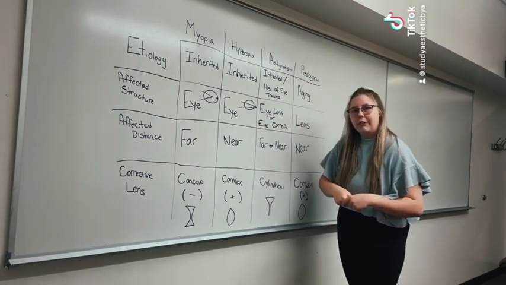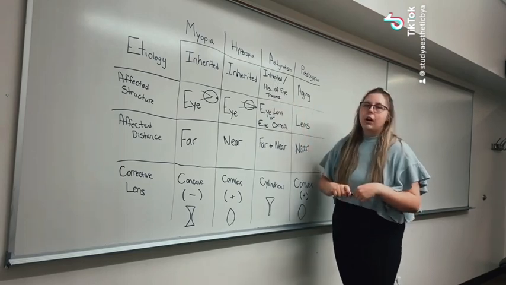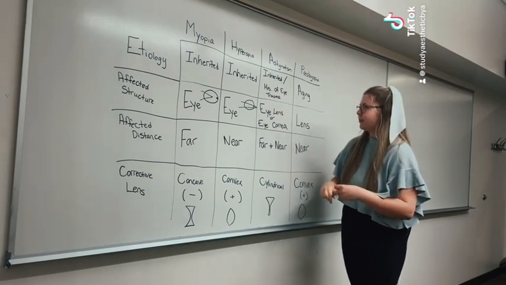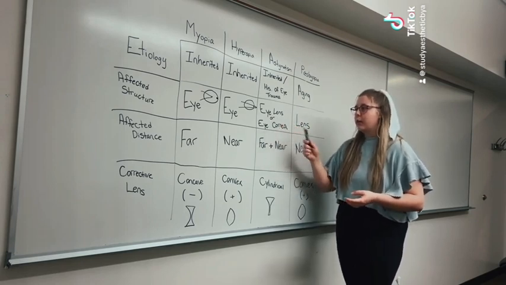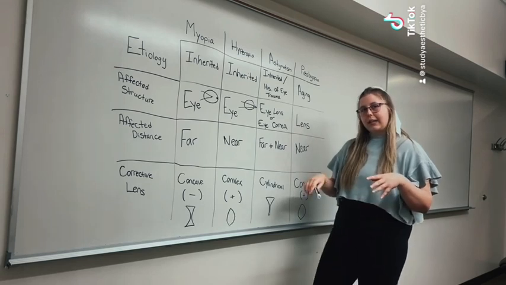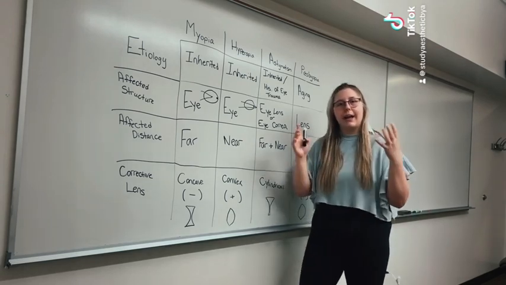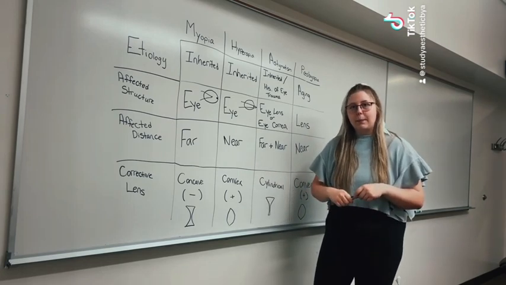Astigmatism is another refractive error. It is inherited or can be caused by eye trauma. This affects either the lens or the cornea, and this happens due to the cornea, instead of looking round like a basketball, being kind of a football shape and misshapen.